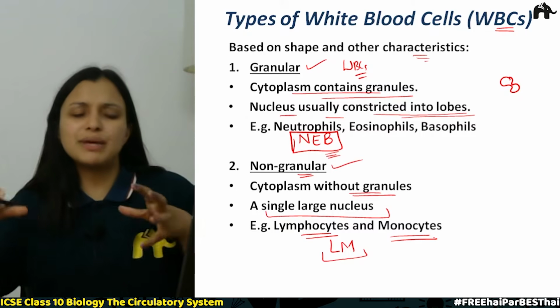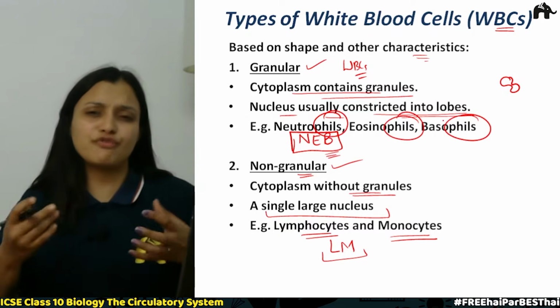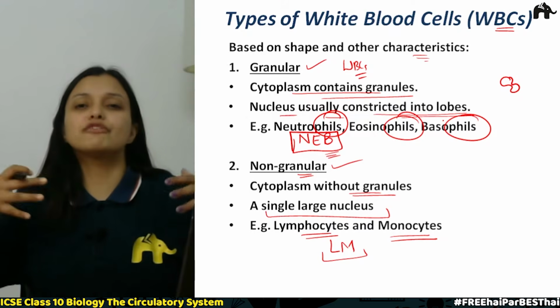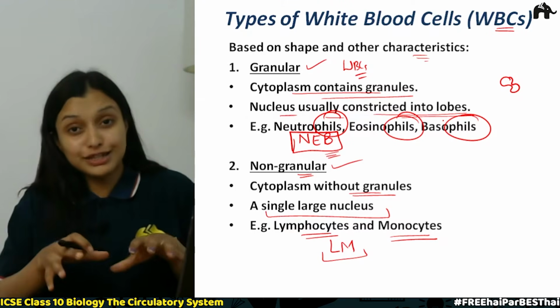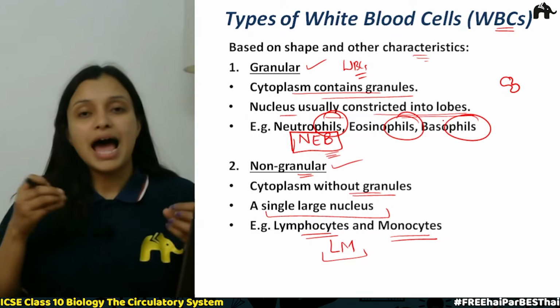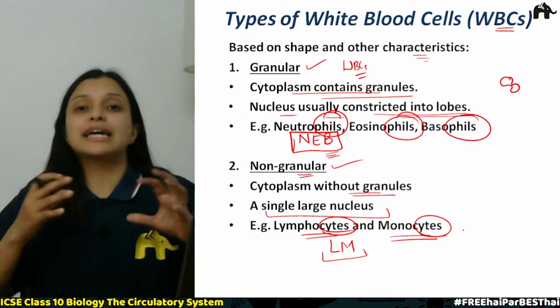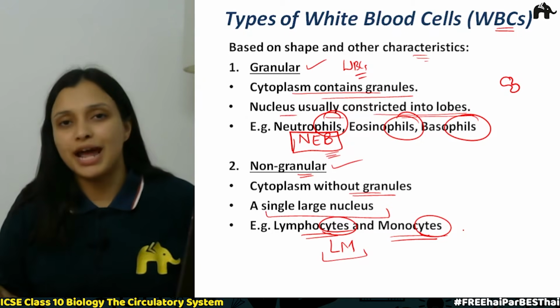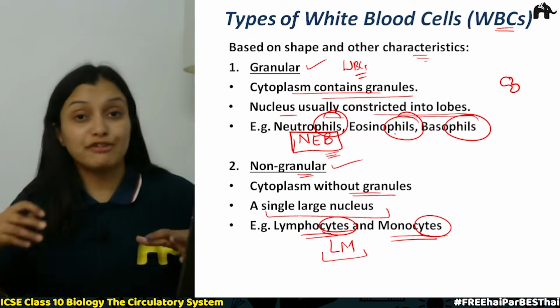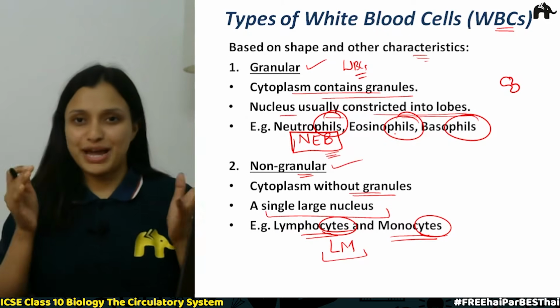All these phils, like eosinophils, basophils, neutrophils, are filled with granules. Their cytoplasm is filled with granules, and all the cytes, their cytoplasm has no granules. So phils have lobes, but cytes do not have lobes. Okay, so I hope this is clear.